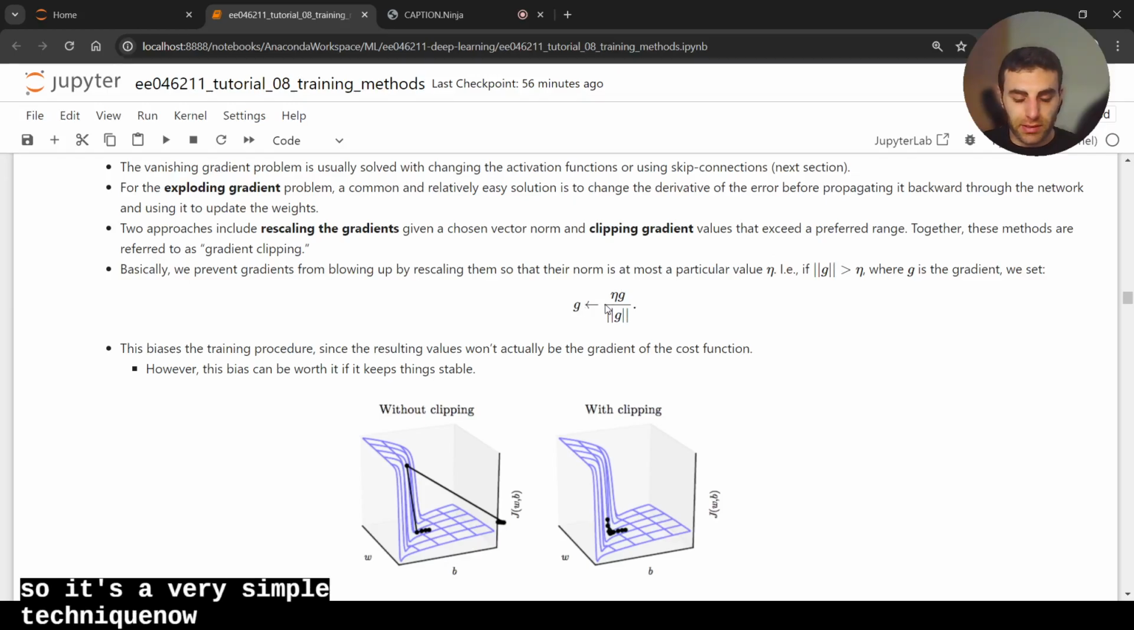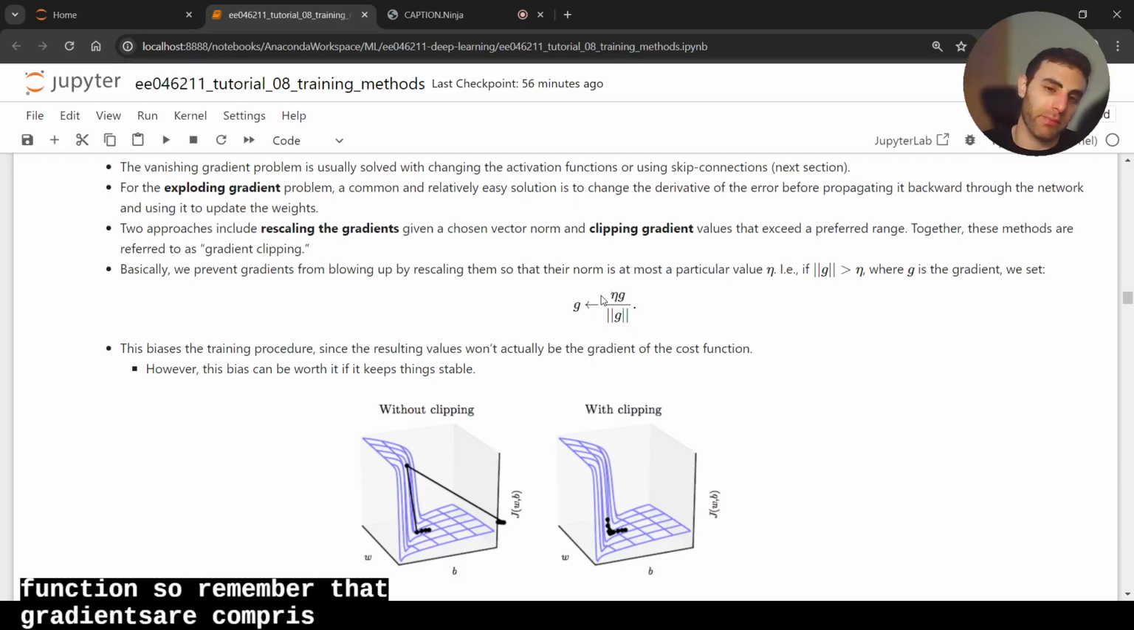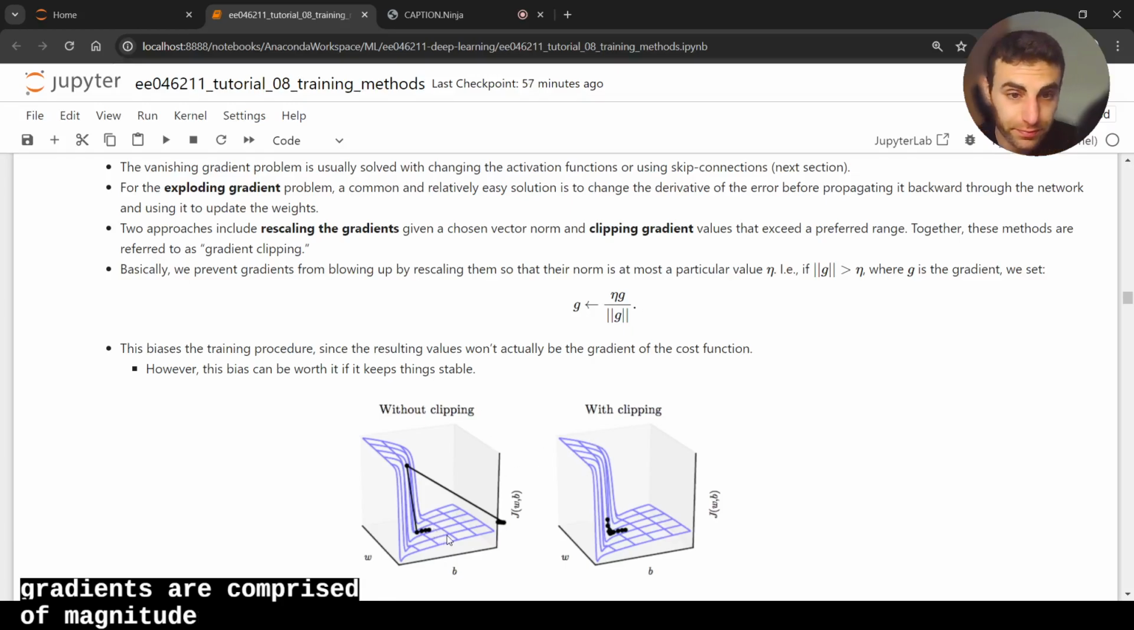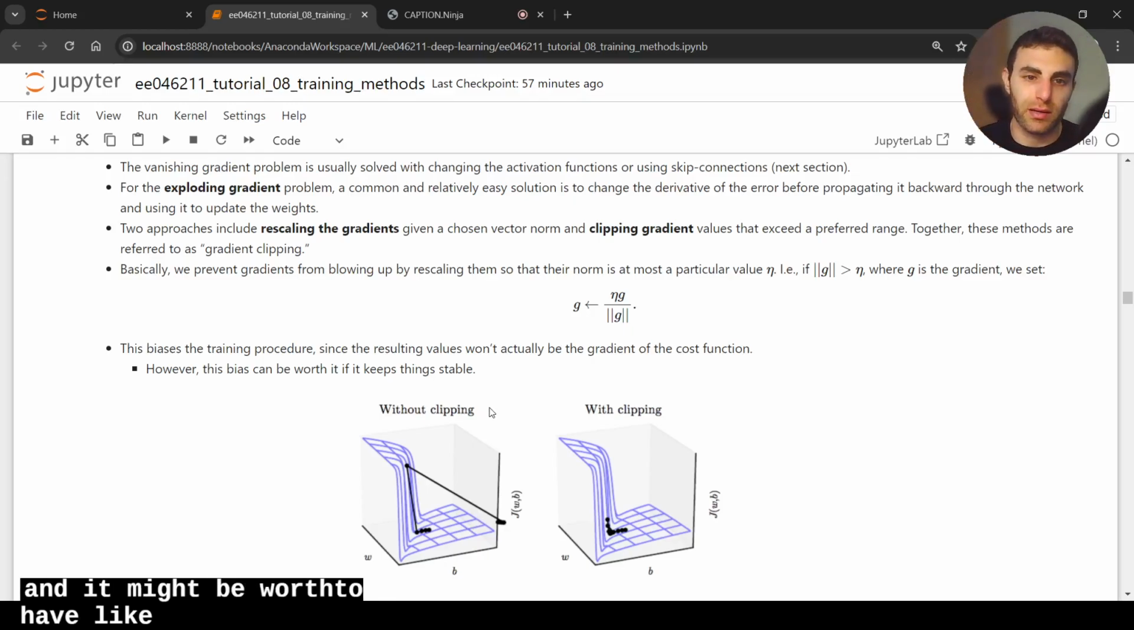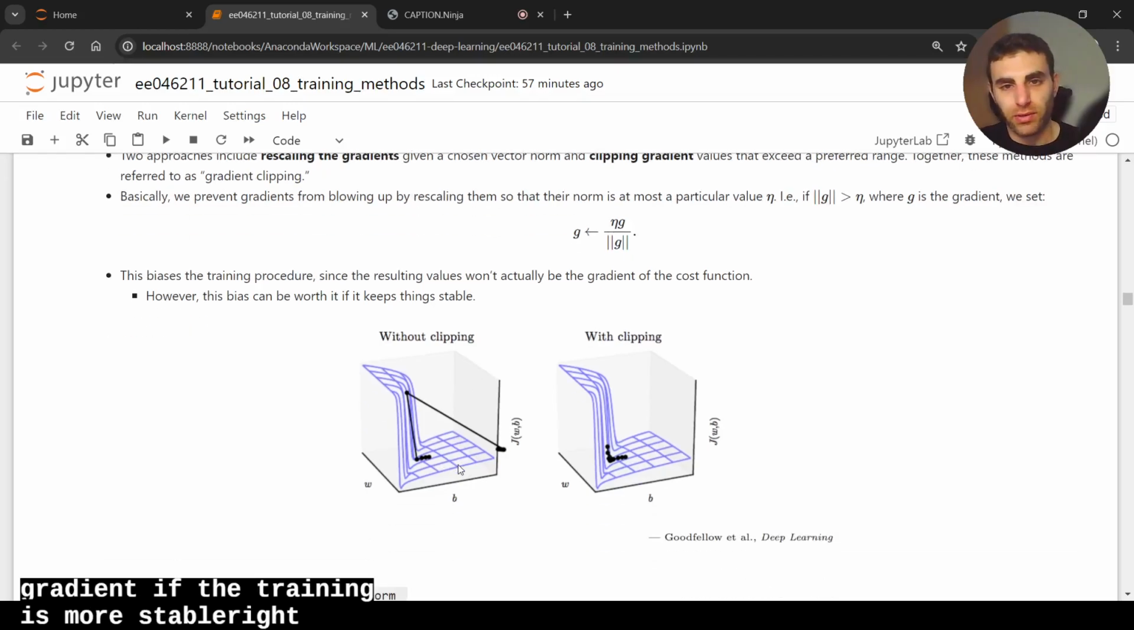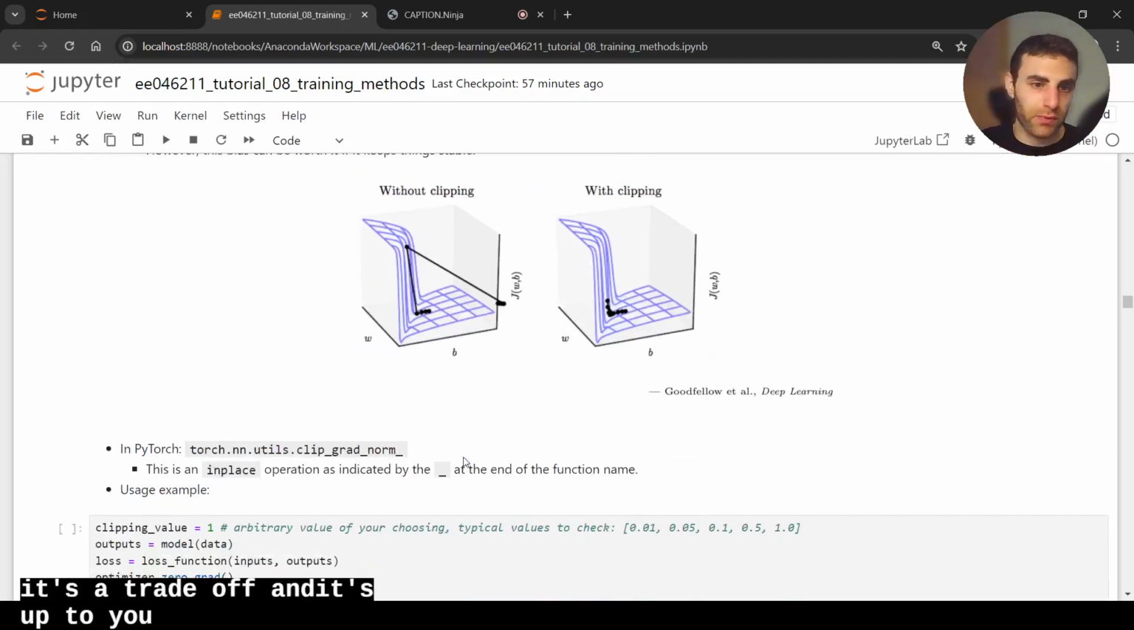Now, this actually biases the training procedure, since the resulting values won't actually be the gradient of the cost function. Remember that the gradients are comprised of magnitude and direction, right? So when you clip the gradient scale, maybe the direction will be correct, but it's not the actual gradient. We can see in this illustration what happens. And it might be worth having a biased gradient if the training is more stable, right? So it's a trade-off, and it's up to you. And if it works, then use it.